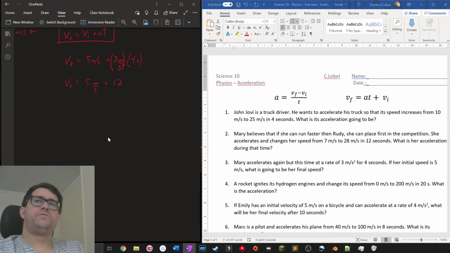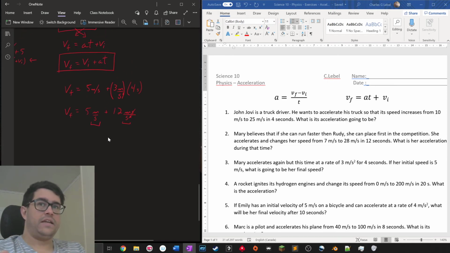Then let's put the units together. We have meters times seconds divided by seconds squared. So the seconds cancel out with one of the seconds, and you're left with meters per second. And you're adding meters per second to meters per second, which is good. This is what it needs to be, right?